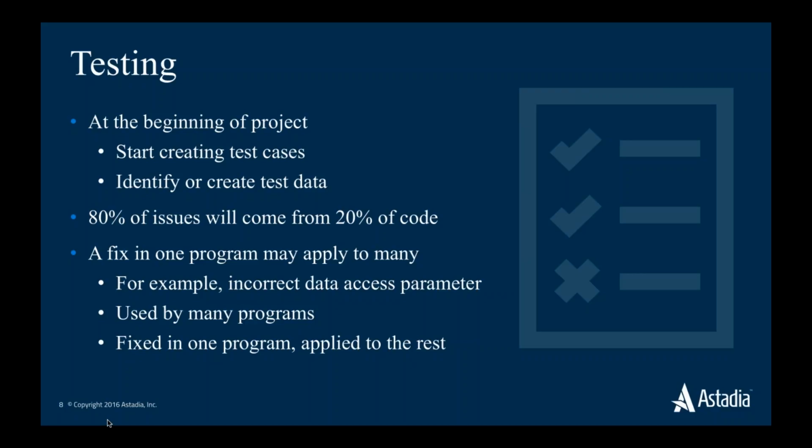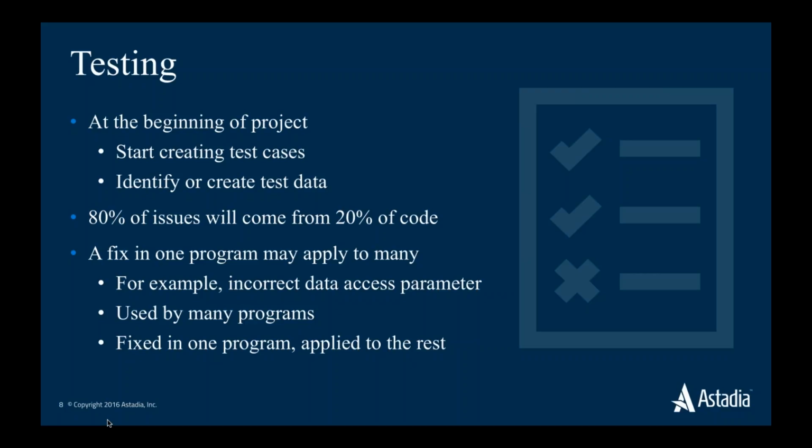In most cases, you will find that 80% of the issues that come out of your modernization project will come from about 20% of the code, because you're not changing everything, right? You're not rewriting an application, so you don't have to retest everything. You're not modifying every line of code, only certain lines of code. So there are certain areas that you should focus on in testing, and 80% of those errors that you'll get will come from about 20% of the code.